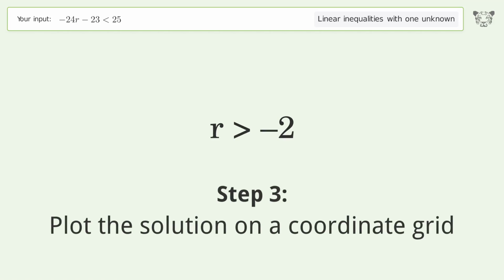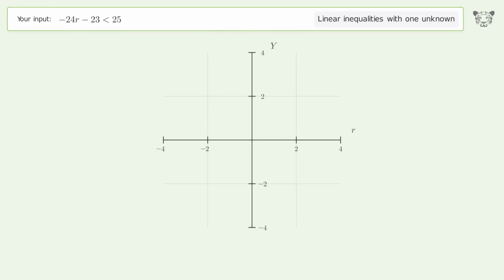Plot the solution on a coordinate grid. And so the final result is r greater than -2.